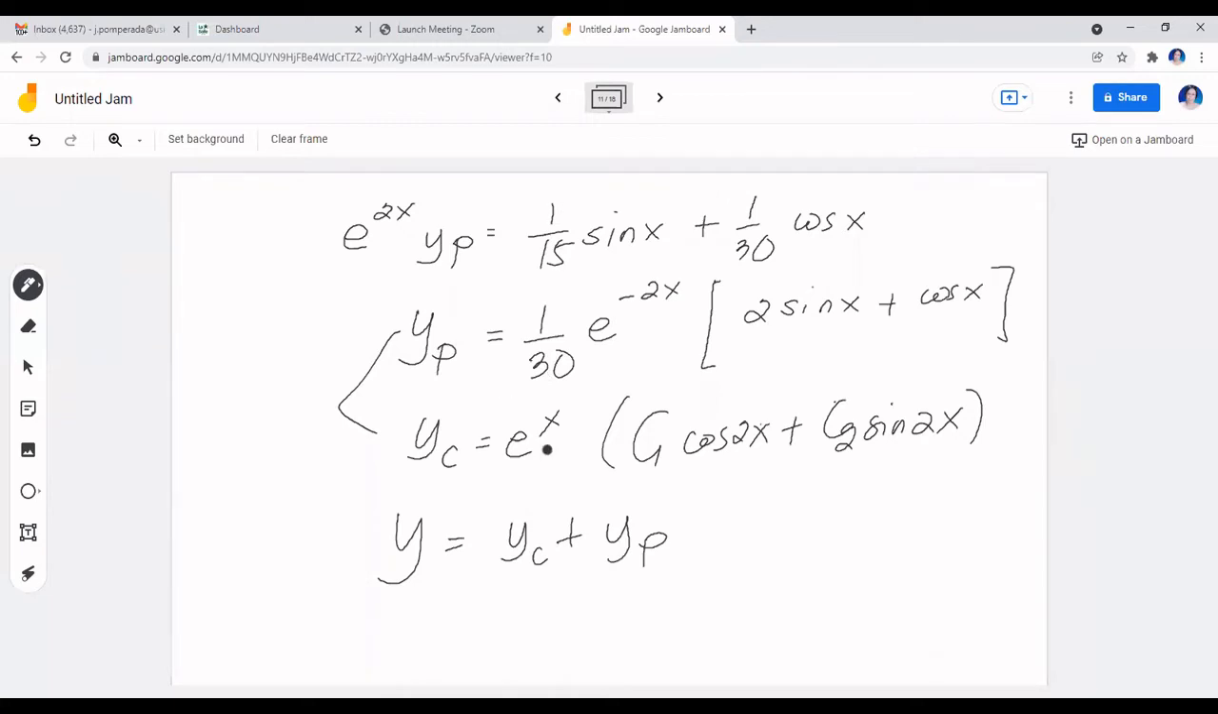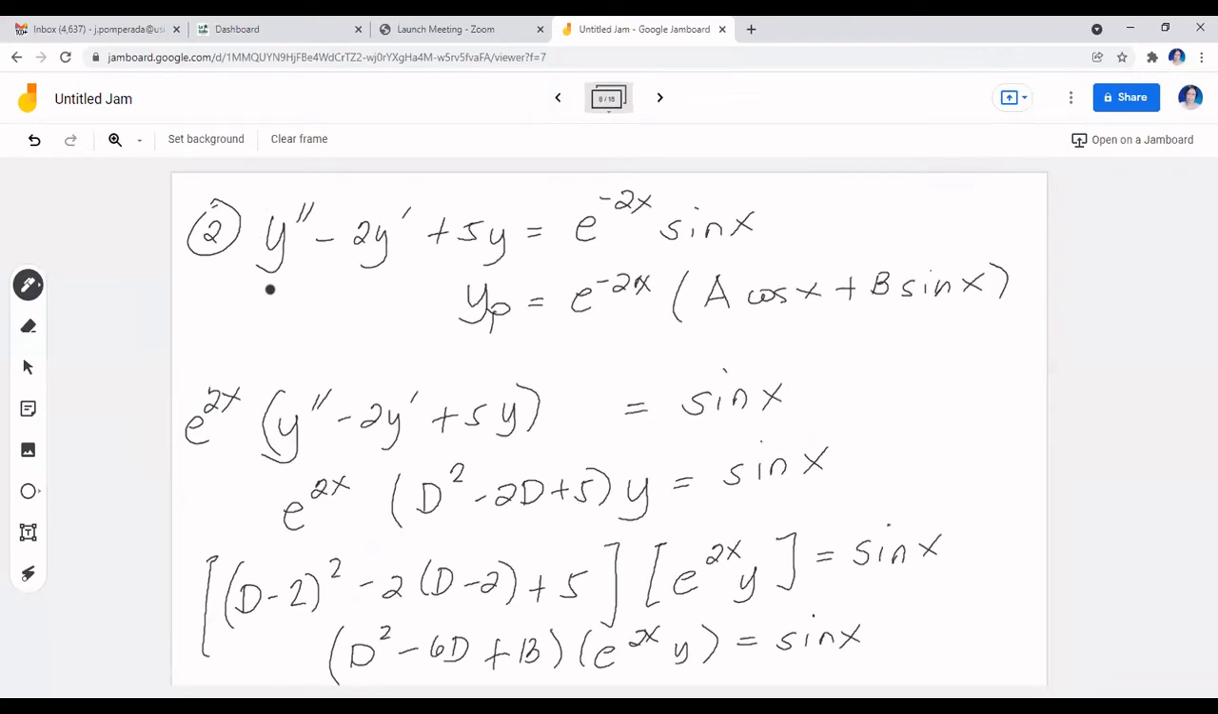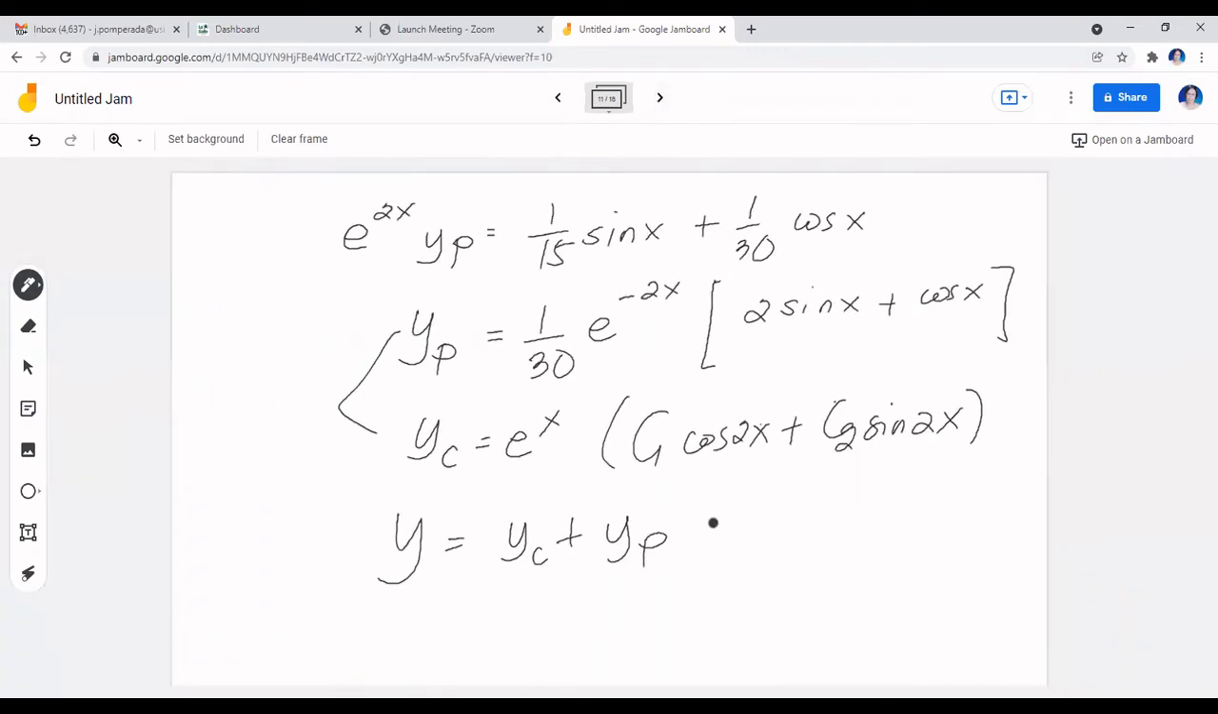Your yc is still the same as the first one because I made use of the left side of the first example. That way, we will not keep on determining the roots of our characteristic equation. So I'm using the same left side, so your yc will be similar to that in example 1. Your solution will still constitute the sum of the two.